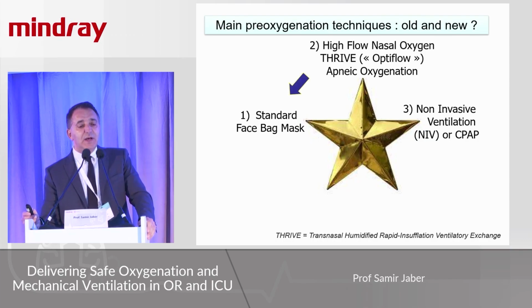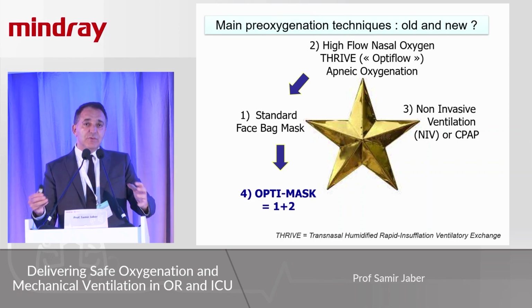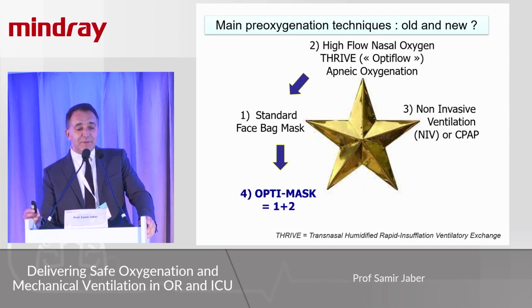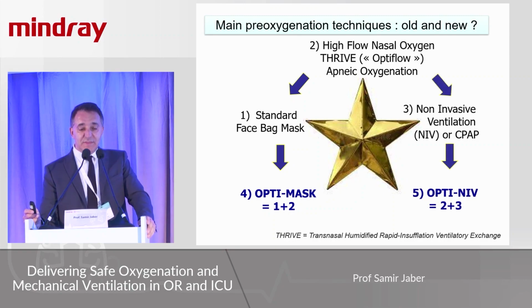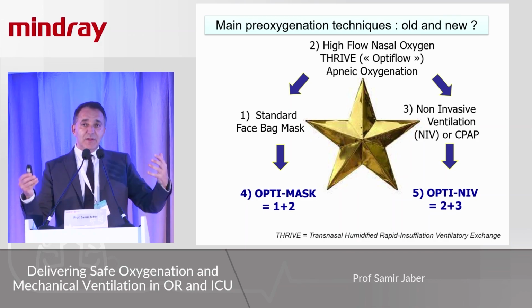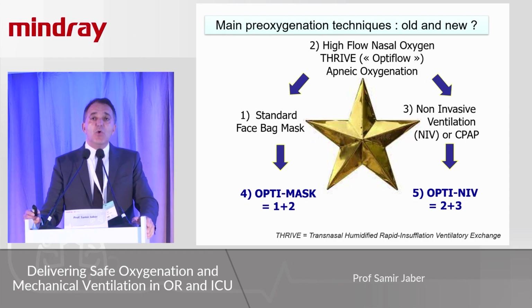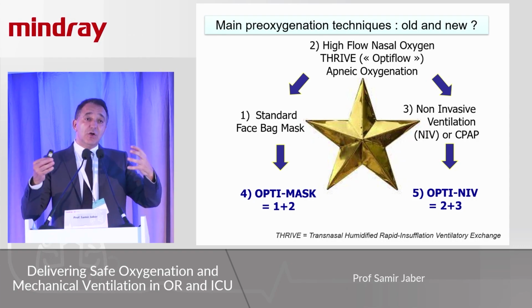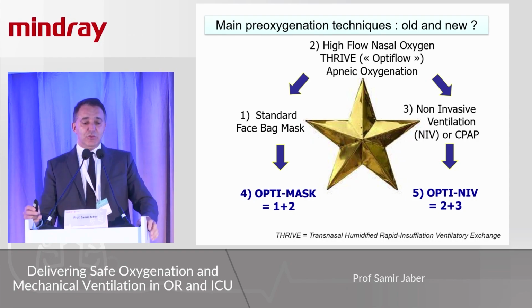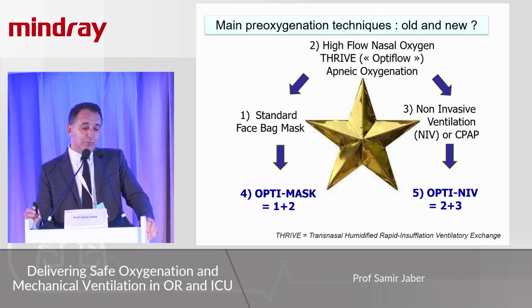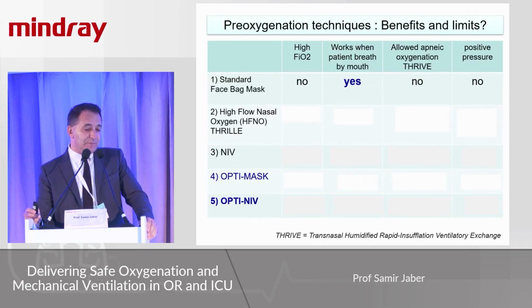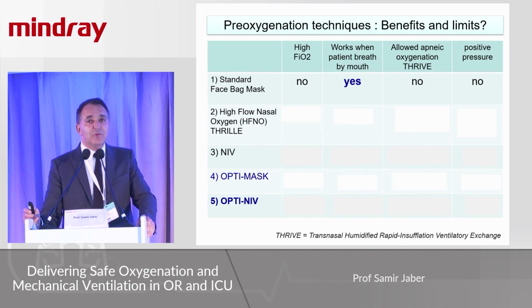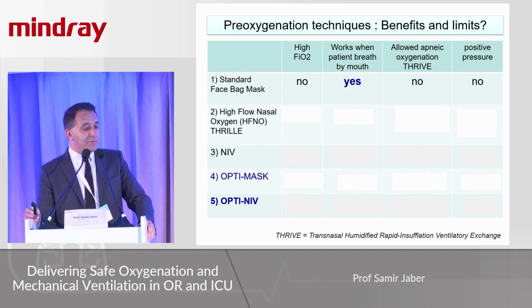And then if you add the 2 plus 1, you have the OptiMask, which is the association of the standard mask and the high-flow oxygen therapy. And if you add the high flow with NIV, you obtain the OptiNIV. That is the rationale of why we wanted to evaluate the combination of the 2 techniques, to maybe improve the oxygenation techniques. So to summarize, the rationale is the following table.